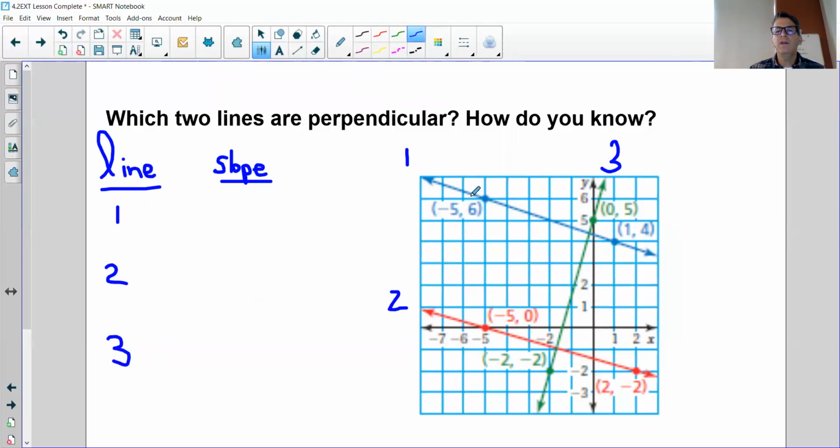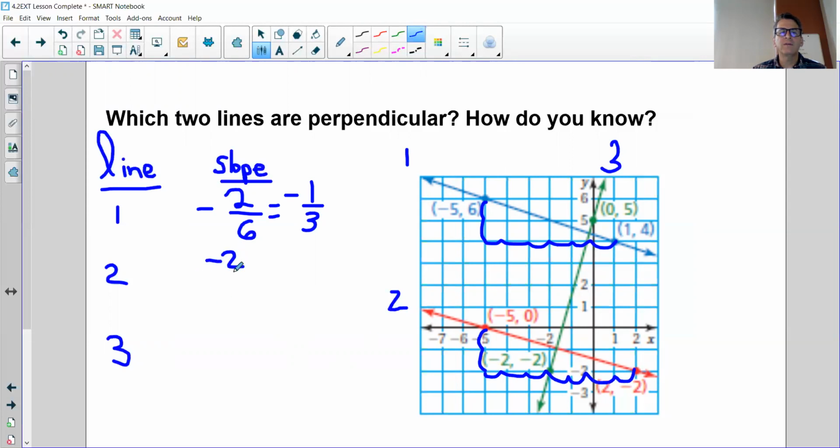Line 1 has a negative slope, it's going downhill, and it's going to go down 2 units, and it's going to run 1, 2, 3, 4, 5, 6. So it's -2/6, which is equal to -1/3. Line 2 has a slope of -1, 2, and then it's got a run of 1, 2, 3, 4, 5, 6, 7. So that slope is -2/7.